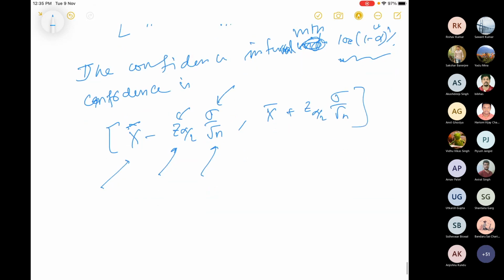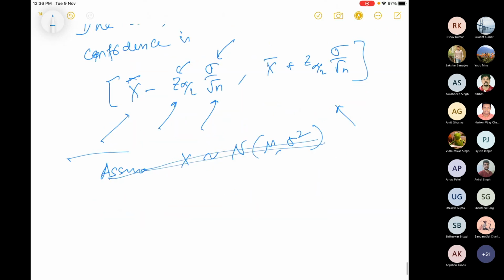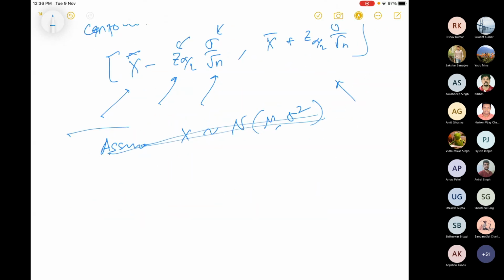Similarly, next case: assume that X is following normal mu sigma square. Earlier I assumed that mu is unknown and sigma is known. I'm not giving you examples, so you can find out the values the way I said. Or let me do it in general because we are running out of time. So assume that X can be any distribution.